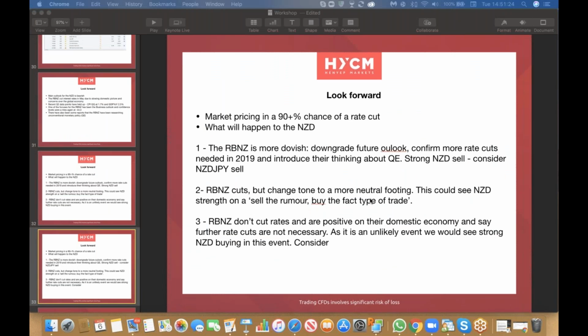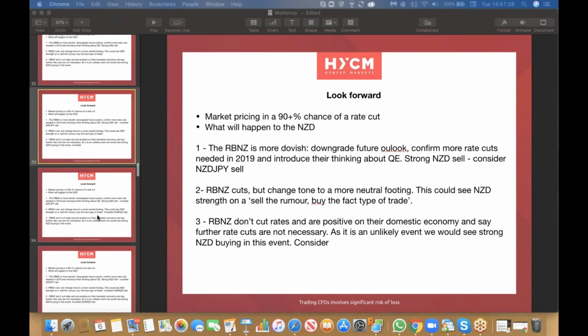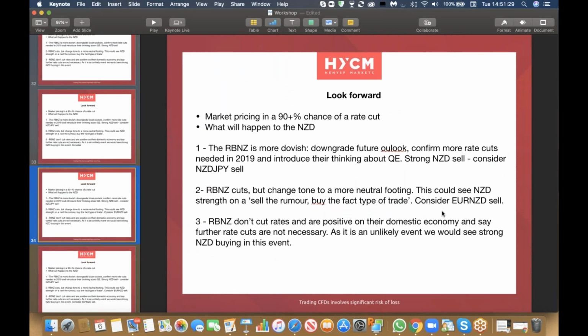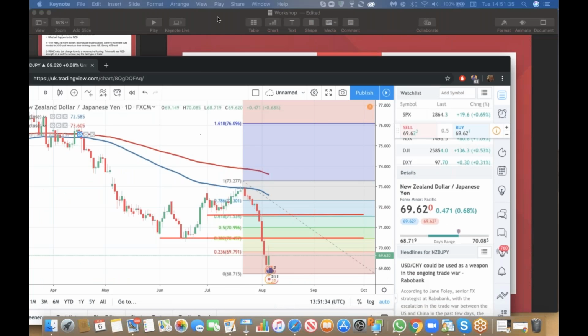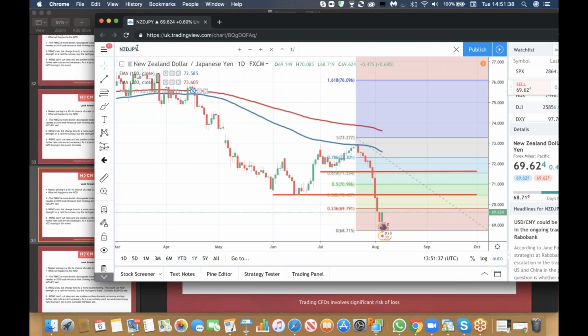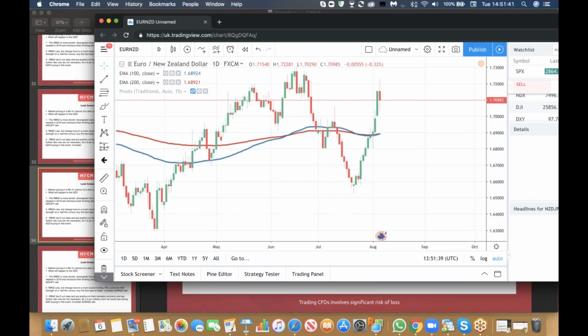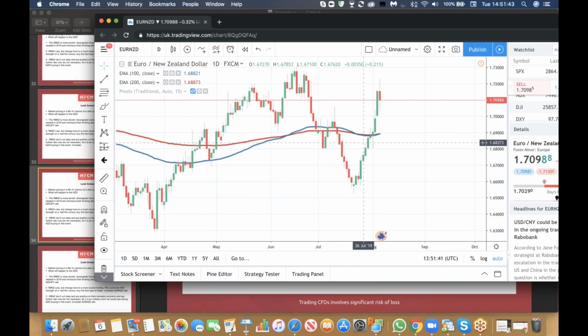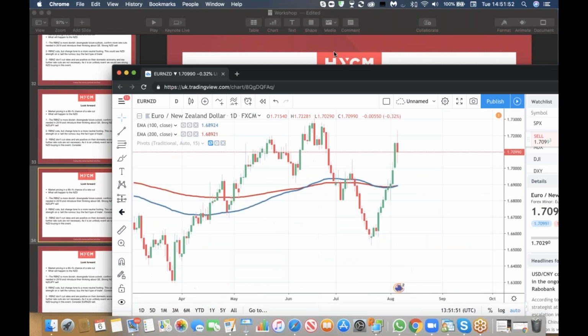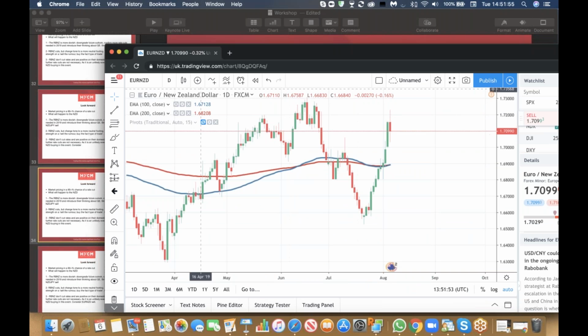If they go to a more neutral setting, you could see some New Zealand dollar strength on a sell the rumor, buy the fact type of trade, and one potential currency pair would be a Euro New Zealand dollar sell. At the moment we're having Euro strength against the New Zealand dollar, but if there was a more neutral setting, then we could potentially look at some downside on the Euro New Zealand dollar pair.